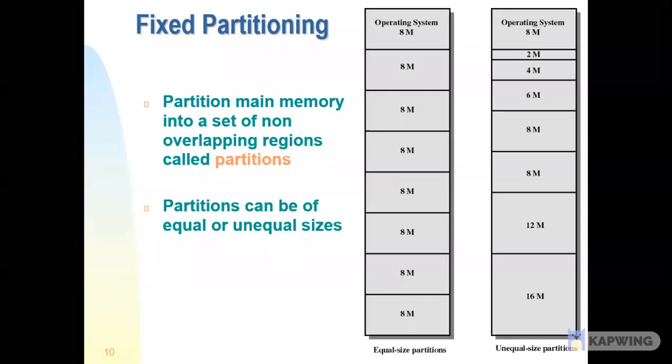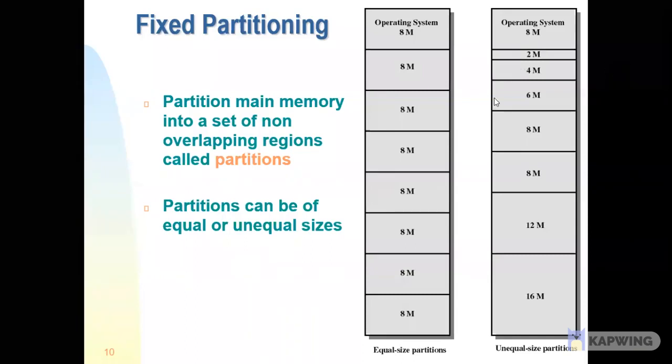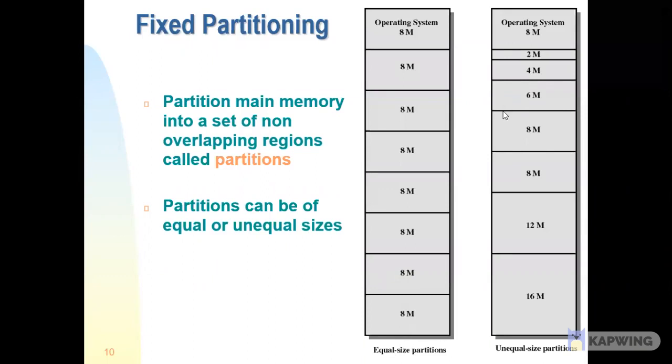Okay, what is internal fragmentation? Suppose XYZ is a program whose size is 5 MB, and here we have 2 MB, 4 MB, 6 MB. So in the 6 MB your program will be saved. So 1 MB will be remaining here. So that is what internal fragmentation is.